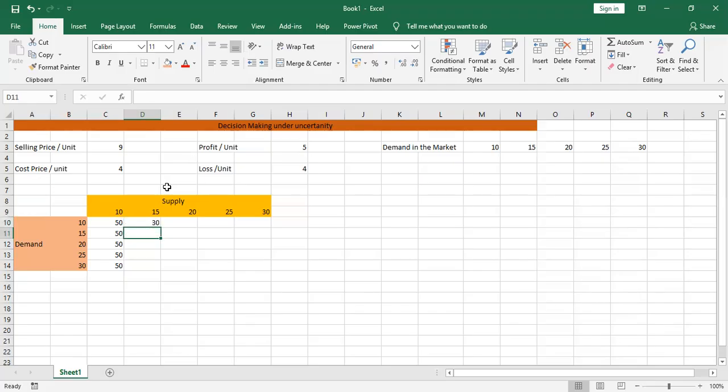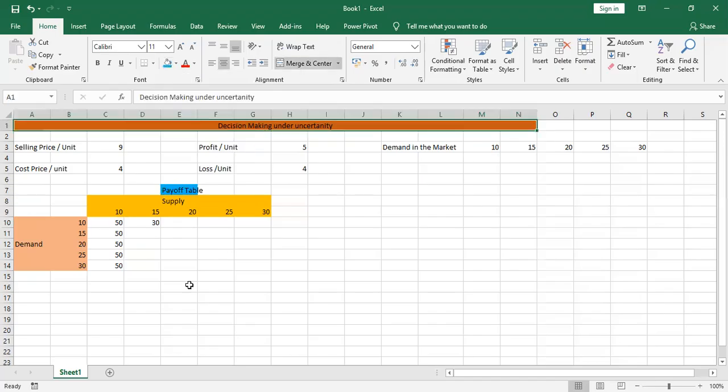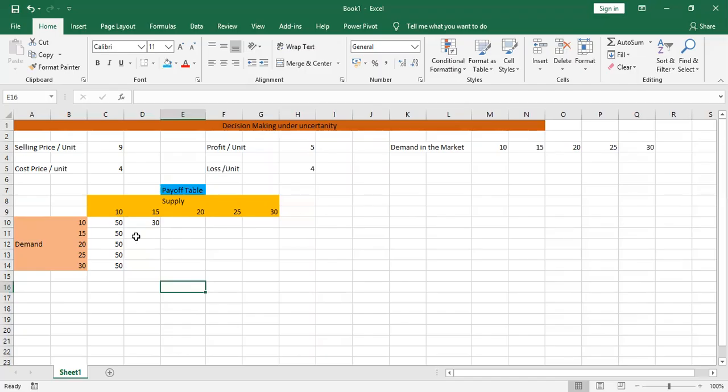What basically I'm going to do, I am creating a payoff table. I am developing a payoff table. This is my payoff table. Right, all of you, it is my payoff table. I'm going to prepare the payoff table.